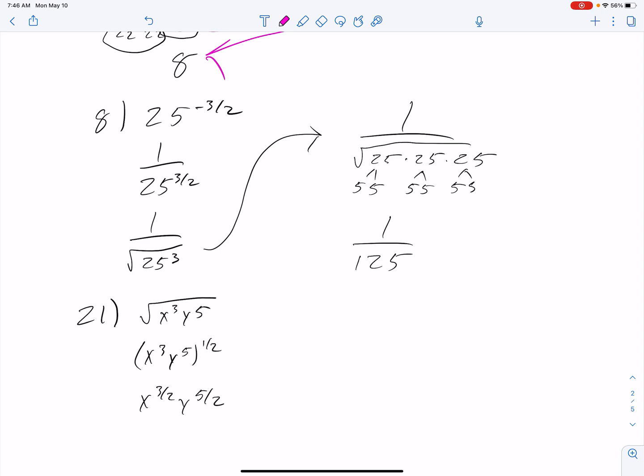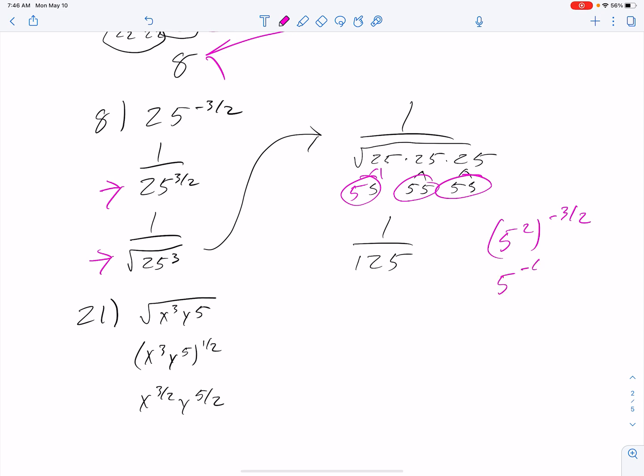Same thing with number 8. I can move my value to the denominator, rewrite it as a square root, and set myself up to have 1 set, 2 sets, 3 sets of 5. Or 25 could be rewritten as 5 squared, to the negative 3/2, which becomes 5 to the negative 6/2, or 5 to the negative 3rd, leading me right back to 1/125.